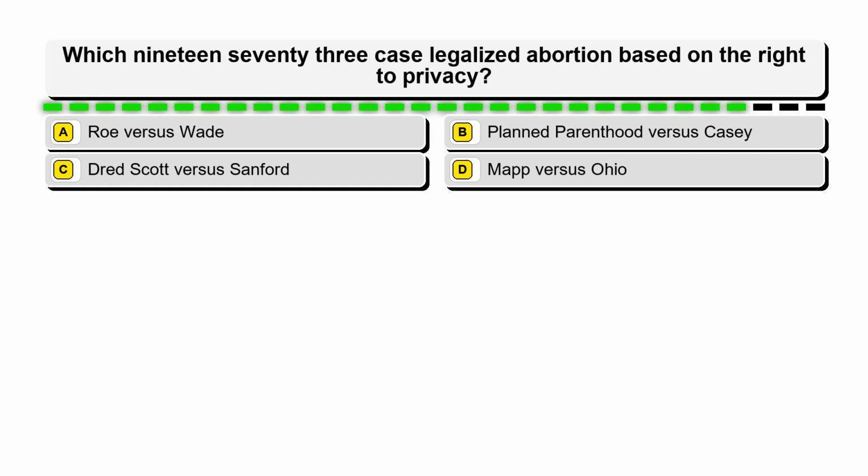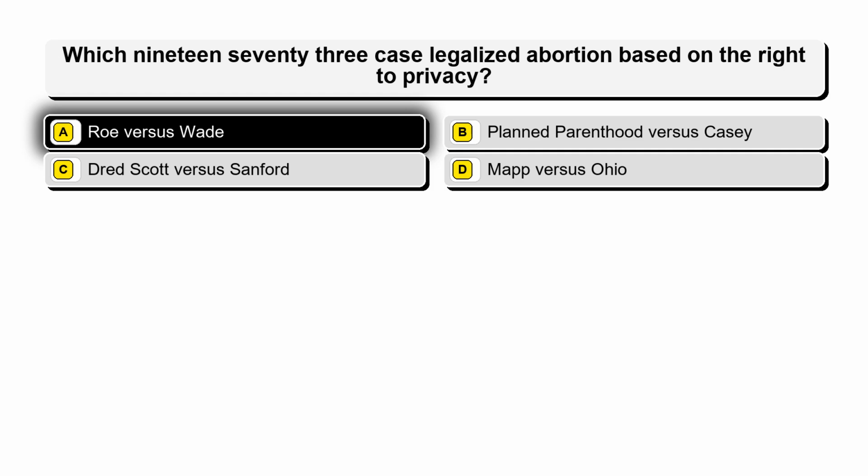Question 140. Which 1973 case legalized abortion based on the right to privacy? Option A, Roe v. Wade. Option B, Planned Parenthood v. Casey. Option C, Dred Scott v. Sanford. Option D, Mapp v. Ohio.